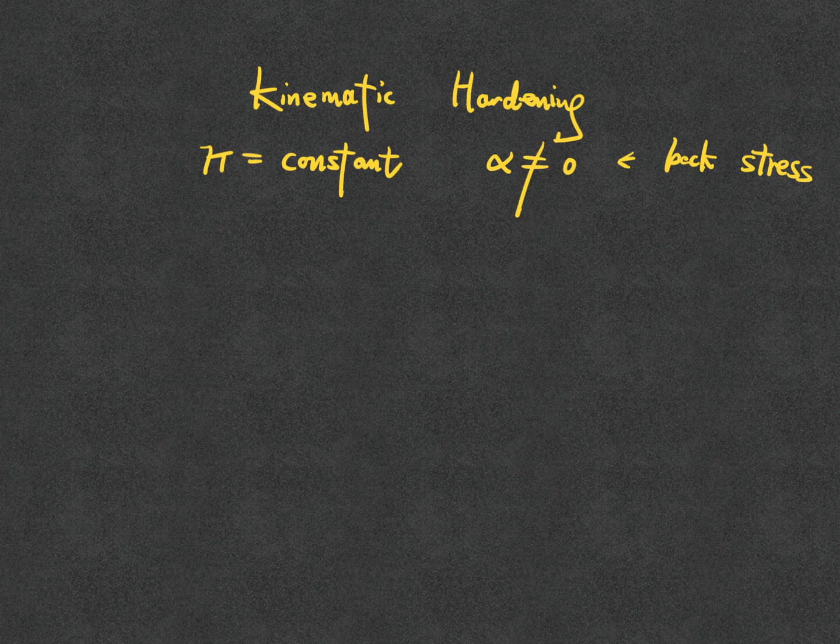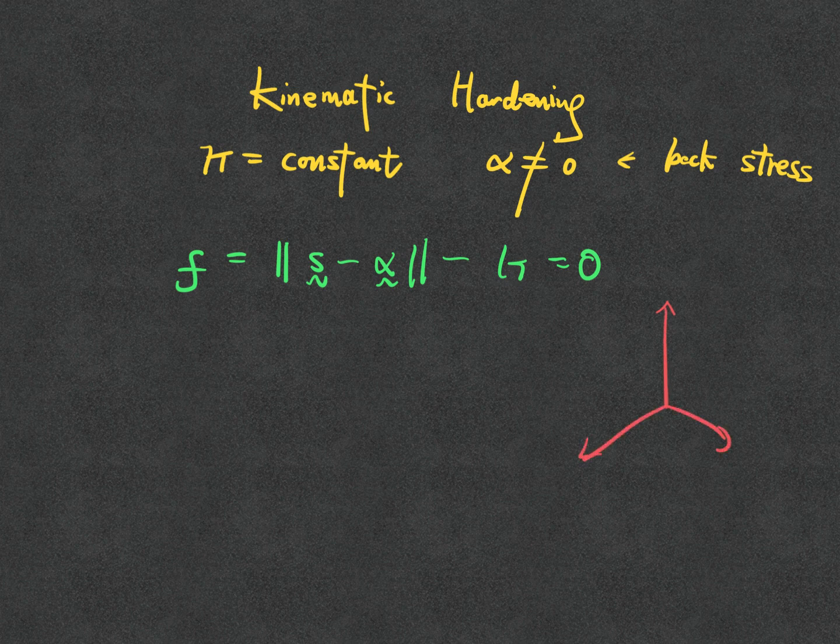Okay, so what happens is that we would write the yield surface now as a function of the deviatoric stress minus the back stress, minus kappa, equal to 0. Okay? Can you see what the geometrical meaning of that is? On the pi plane, I should write it in this consistent order: sigma 3 is at the top, sigma 2 here, sigma 1 here. Okay.